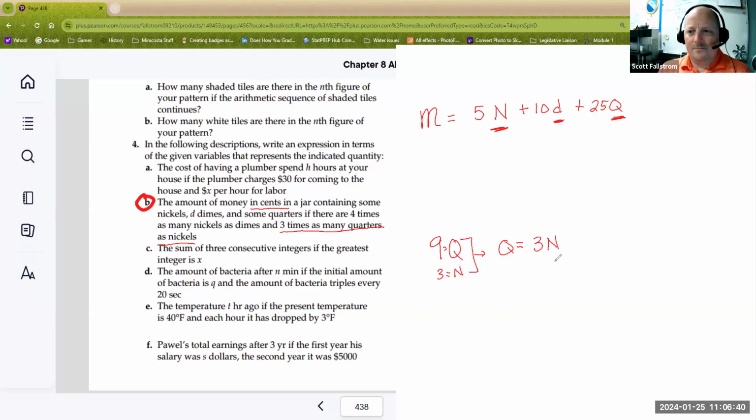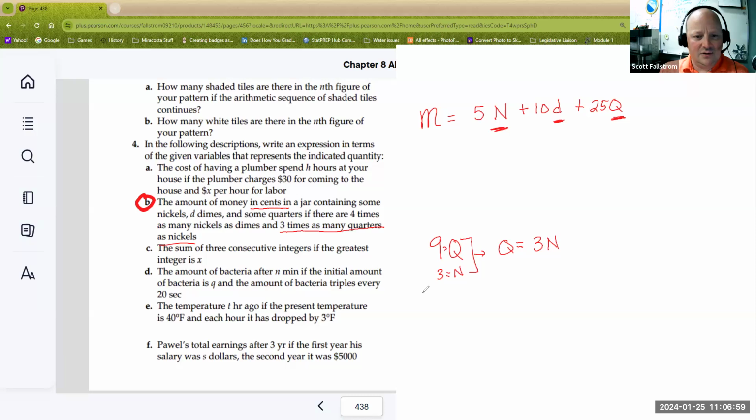Which I know looks a little weird, but what we're saying is there's fewer n's, there's more q's. So we multiply the n's by 3 to get the number of q's, 3 times as many. And it says there's 4 times as many nickels as dimes.